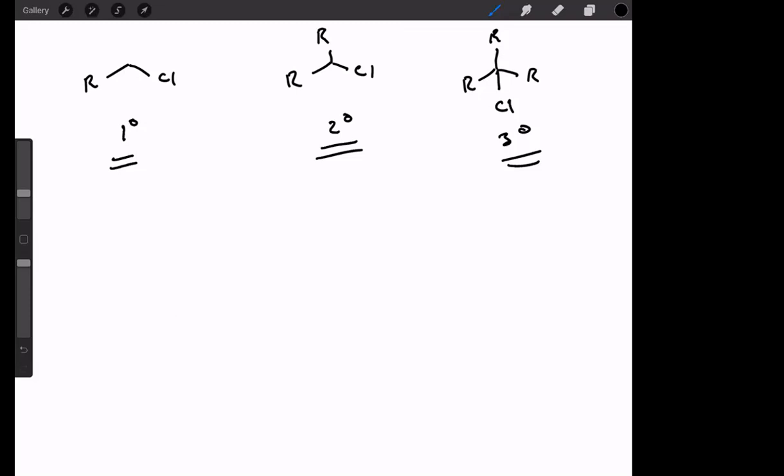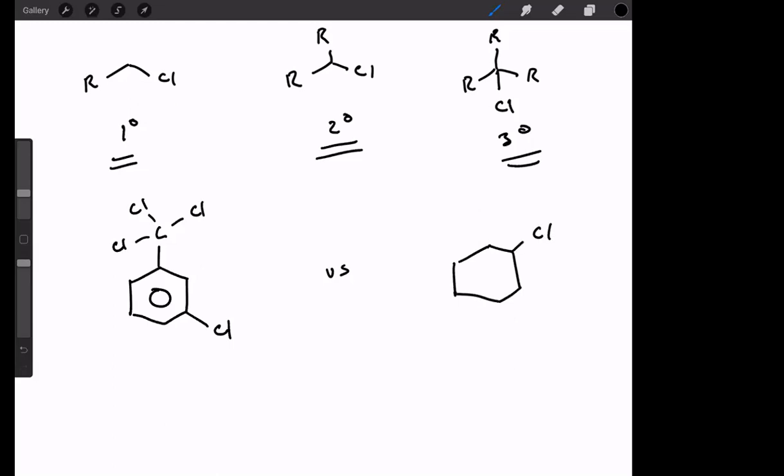So what I want to do is write a couple of examples down and think about something like this. So let's take a look at this one, and I want you to be ready to write in the chat window: is this substrate here primary, secondary, or tertiary?